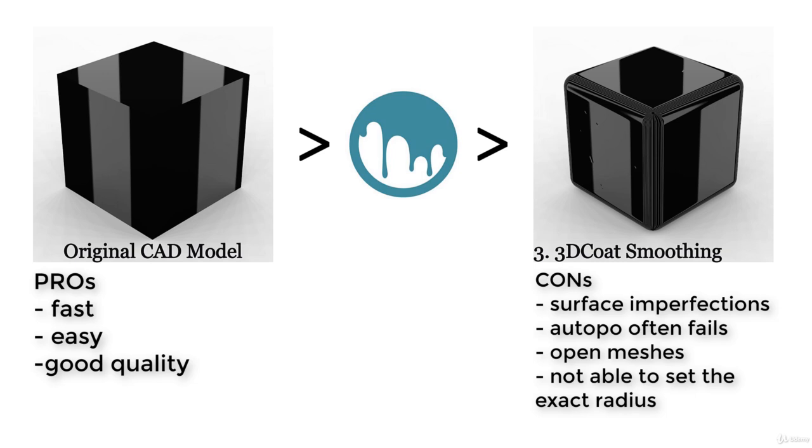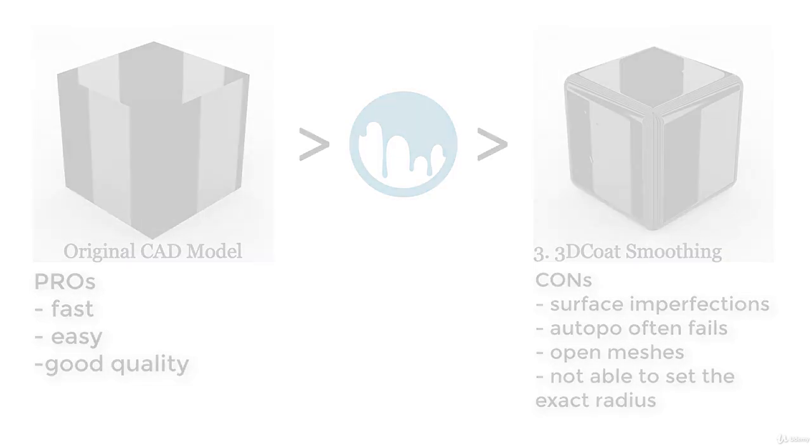And another con for this method is you are not able to set the exact radius of rounded edges. So you would have to round the edges in Rhino with fillet edge and then smooth out that in 3DCoat.